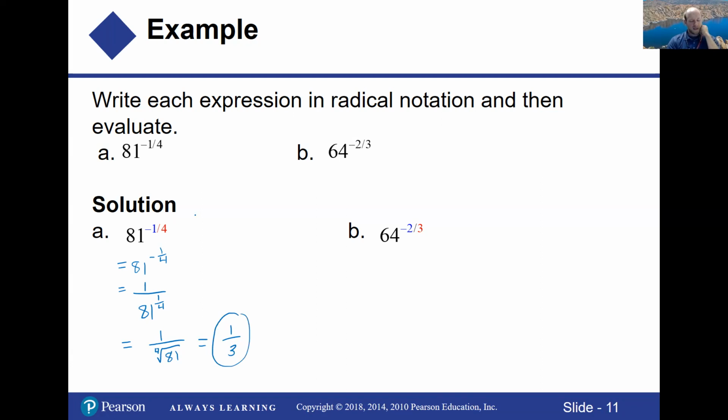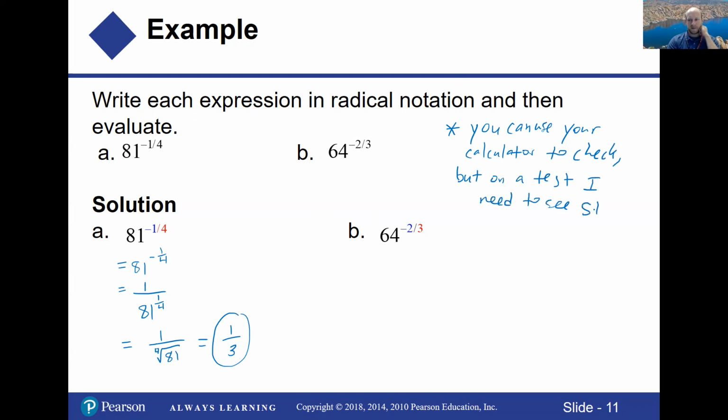And a quick note here, I'll kind of star this: you can use your calculator to check these, okay? But on a test, I need to see the work.